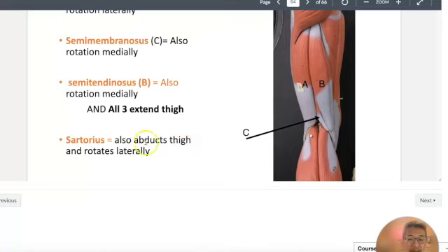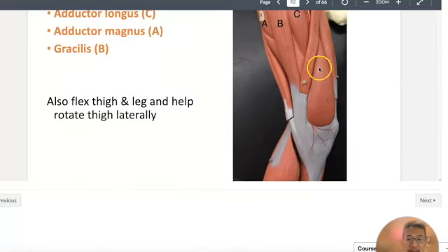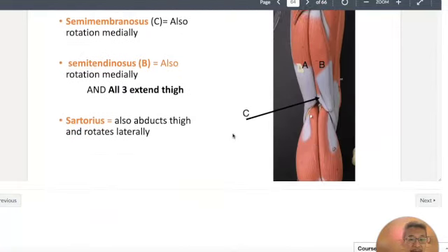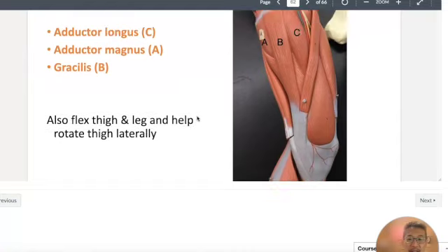Sartorius also, so here's that muscle I told you about, sartorius. It also abducts the thigh. Remember, the sartorius is inside. This is the inside of the thigh. Okay.